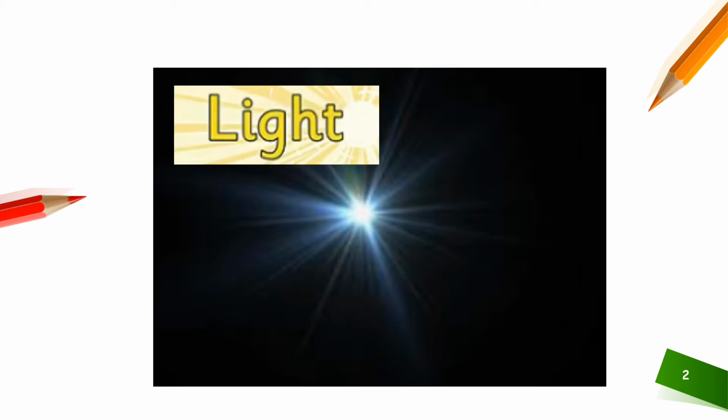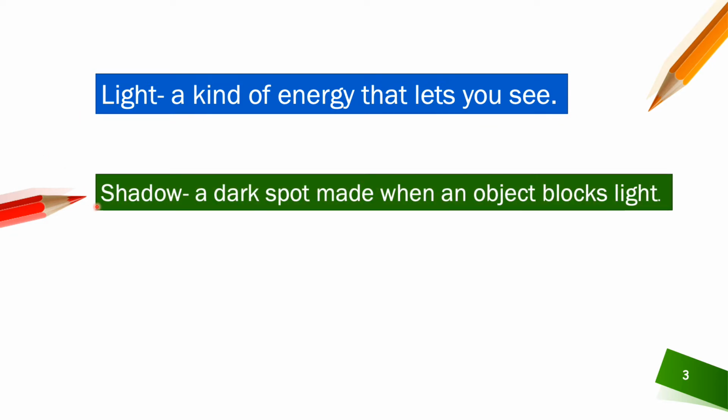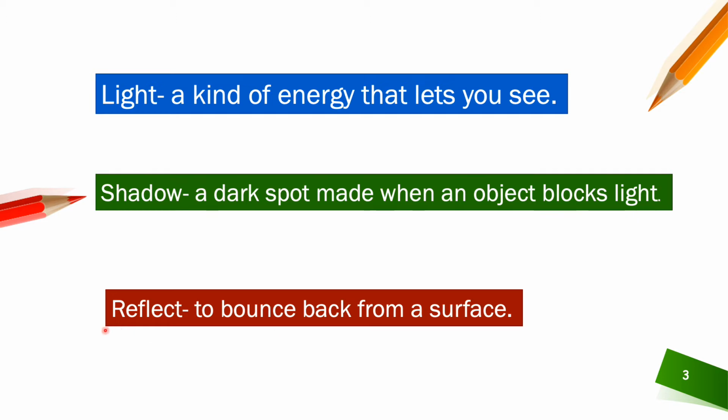You already know what this is. This is light. Let's recall the vocabulary that we have learned in our previous classes. What is light? Light is a kind of energy that lets you see. Shadow. What do you mean by shadow? Shadow is a dark spot made when an object blocks light. Reflect. Reflect means to bounce back from a surface.